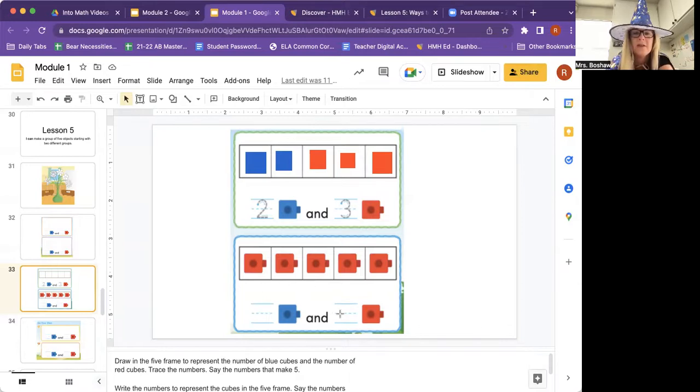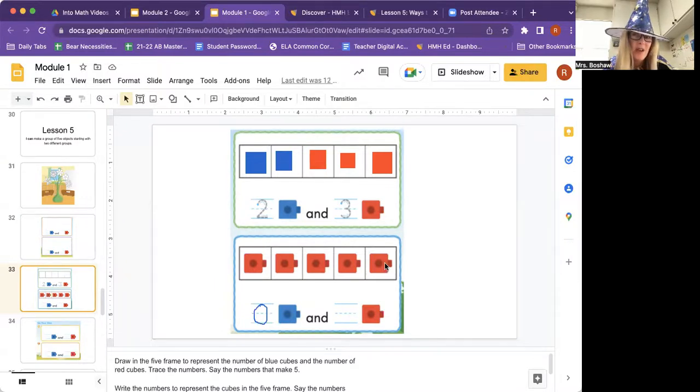All right, down here. They filled it in. Write the numbers to represent the cubes in the 5 frame and then say the numbers. How many blue cubes are there? What do you see? Good, you see 0. 0 blue cubes. How many red cubes do you see? 1, 2, 3, 4, 5.